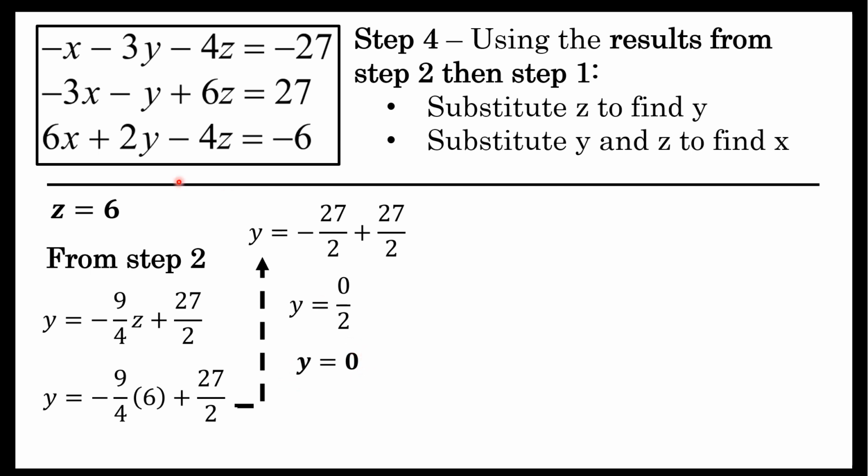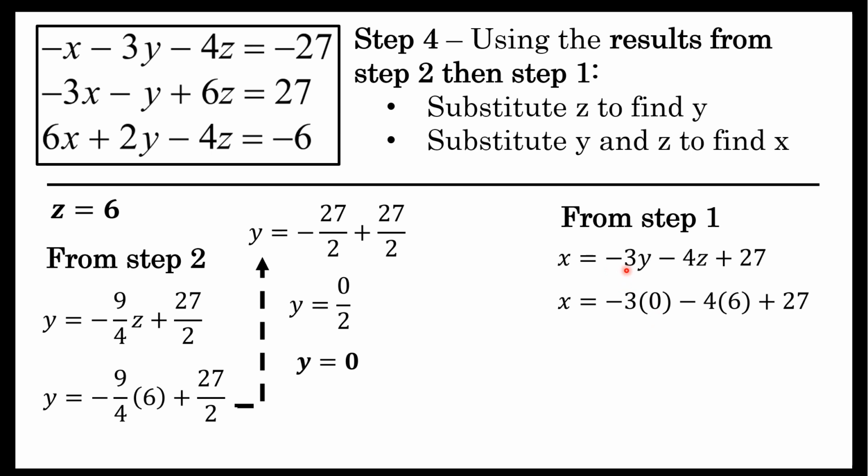We have 2/3 of our solution. We know z is 6 and y is 0. Now what value for x, in addition to y being 0 and z being 6, makes all three of these equations in the system true statements? We can find that using the result from step 1, which was when we solved the first equation for x and found x to be negative 3y minus 4z plus 27. We'll now substitute y equals 0 and z equals 6, and very easily we'll be able to identify the value for x. Substitute 0 for y, 6 for z.